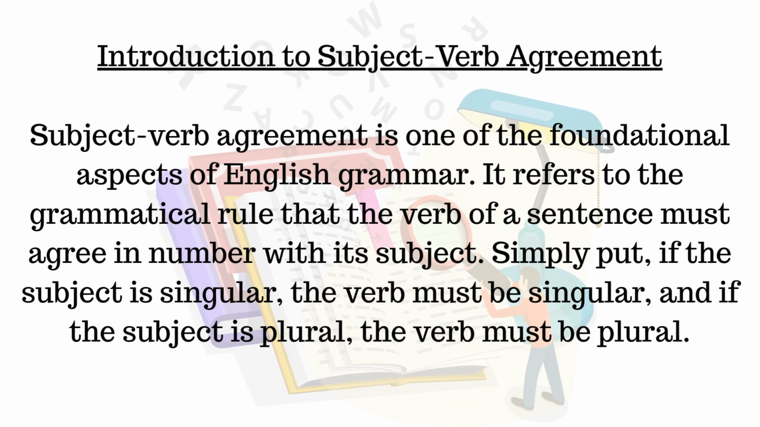Introduction to subject-verb agreement. Subject-verb agreement is one of the foundational aspects of English grammar. It refers to the grammatical rule that the verb of a sentence must agree in number with its subject. Simply put, if the subject is singular, the verb must be singular, and if the subject is plural, the verb must be plural.